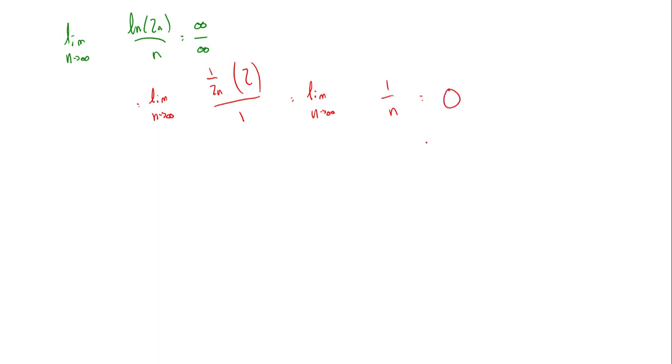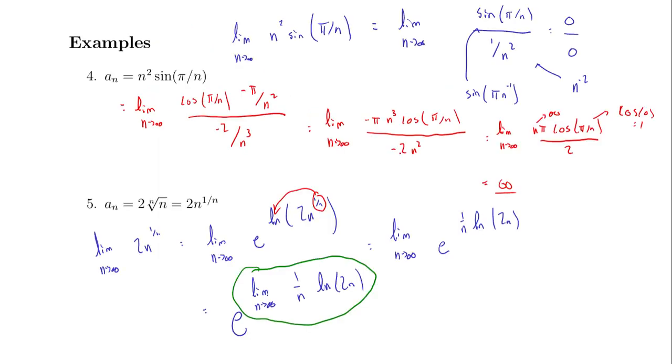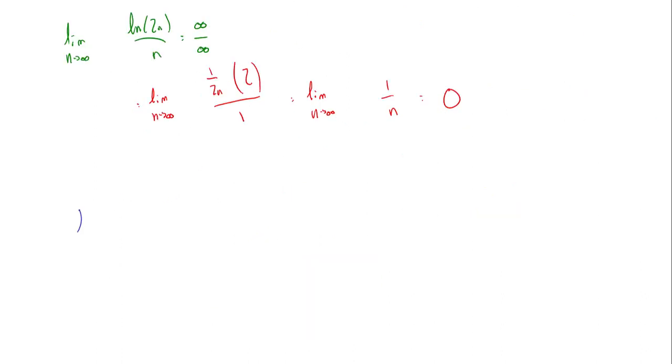Now, that's not our actual limit of the sequence. Remember, that's just the limit of this exponent. So what we really have is that the limit as n goes to infinity of 2n to the 1 over n is equal to e raised to the limit as n goes to infinity of the natural log of 2n over n, and that was the thing that we said was 0. So this sequence actually converges to 1. Cool.